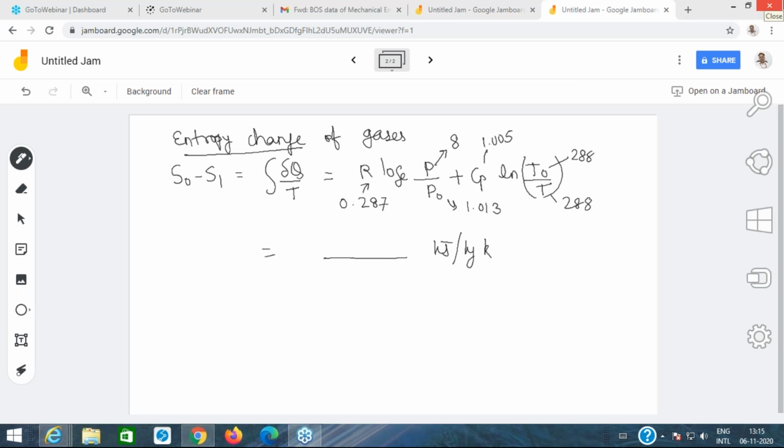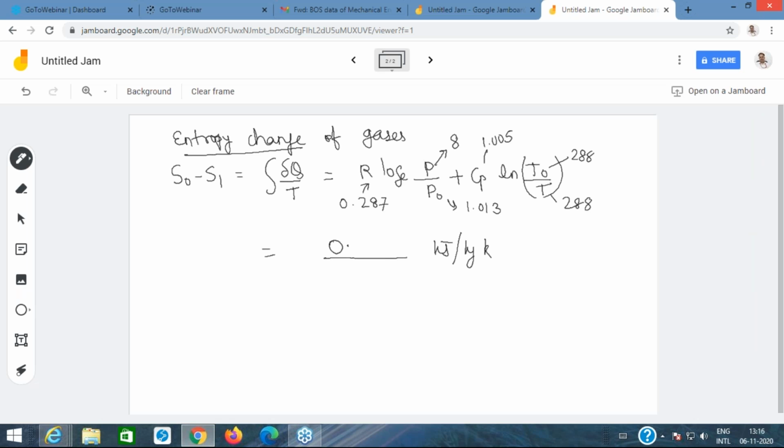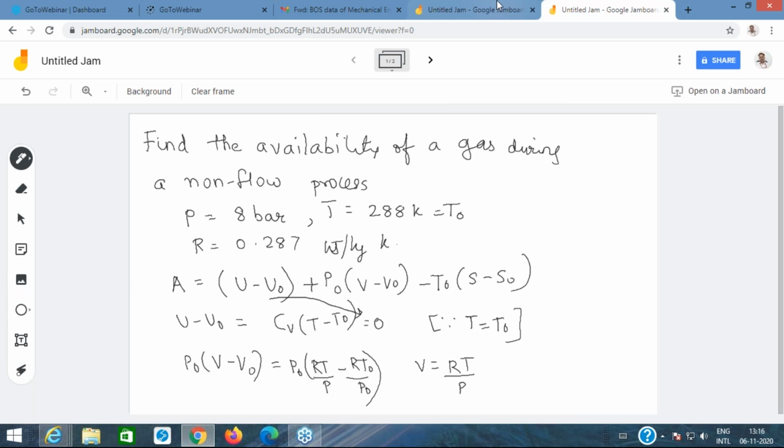So let me write down that answer as 0.593 kilojoules per kg Kelvin. You should get this answer, or a close answer. And now, once you get this answer, you can find the available energy. For available energy, 0.593 you need to substitute over here.